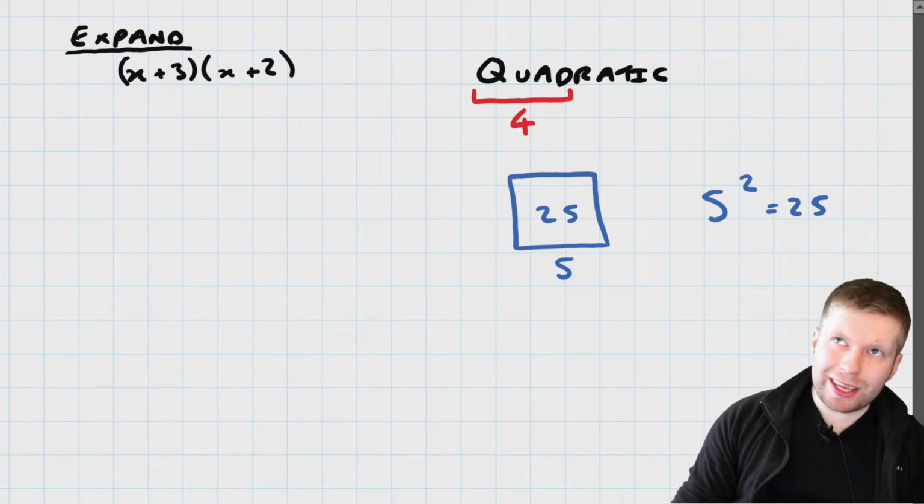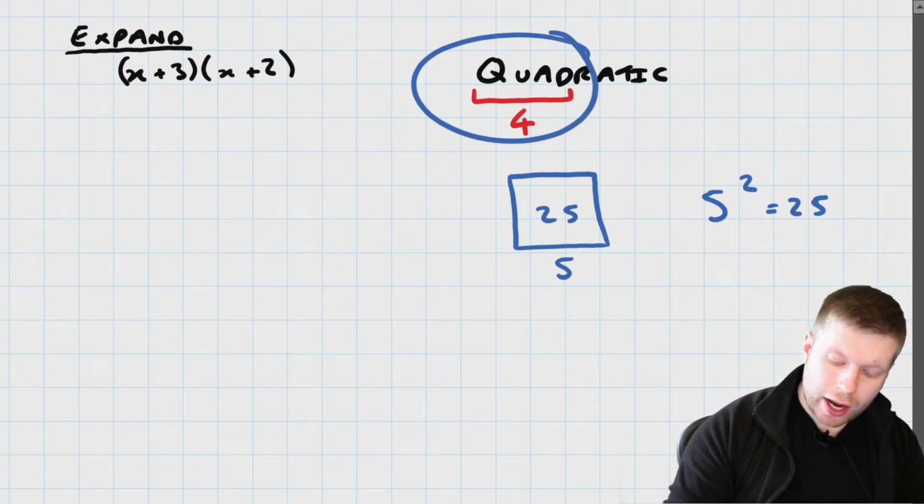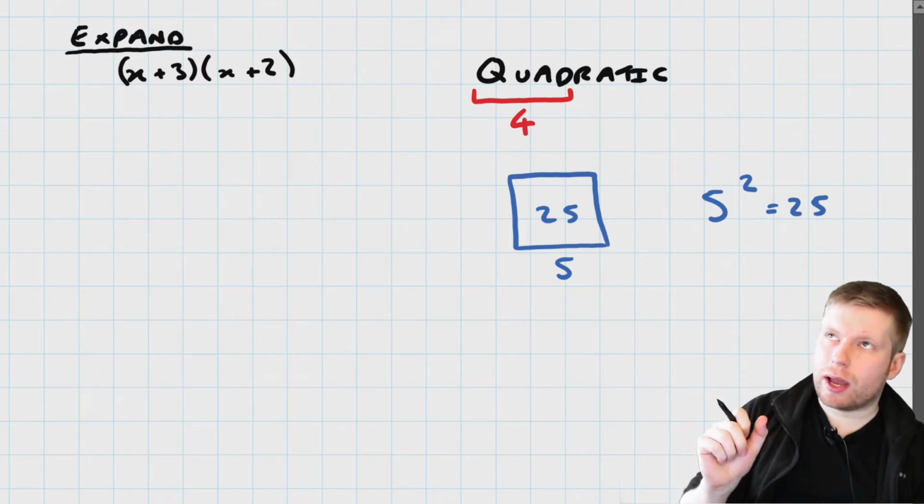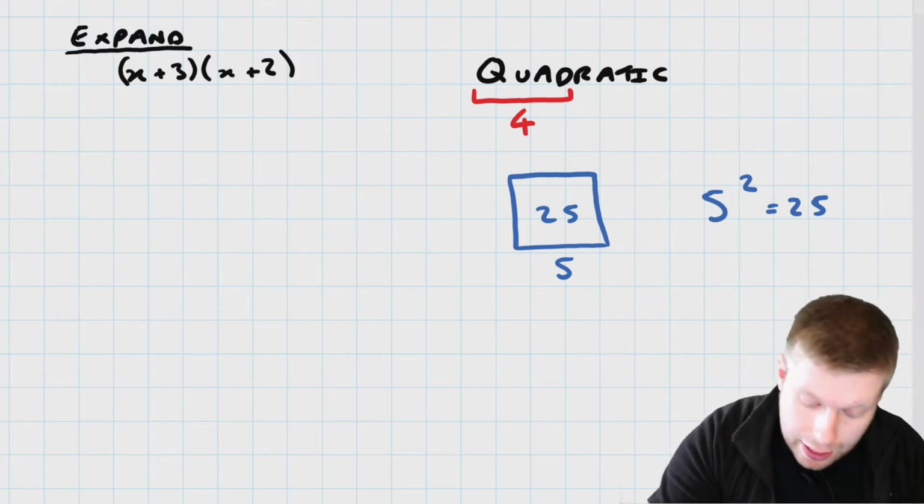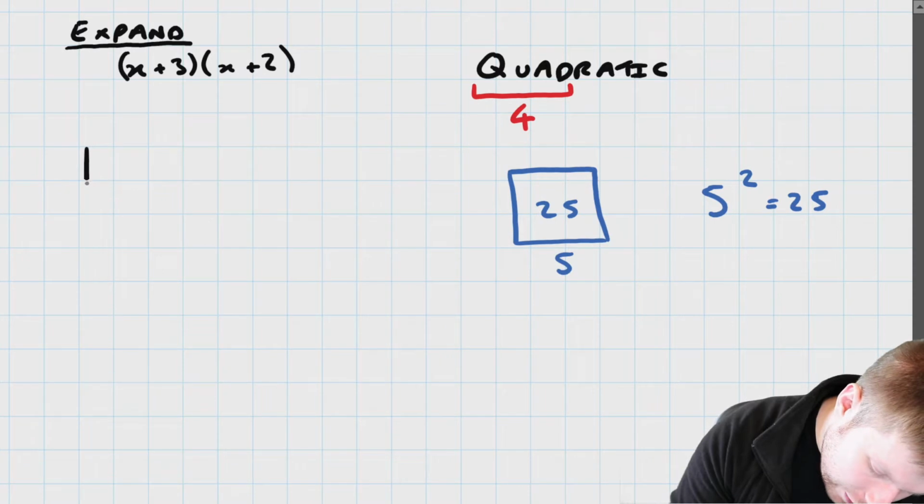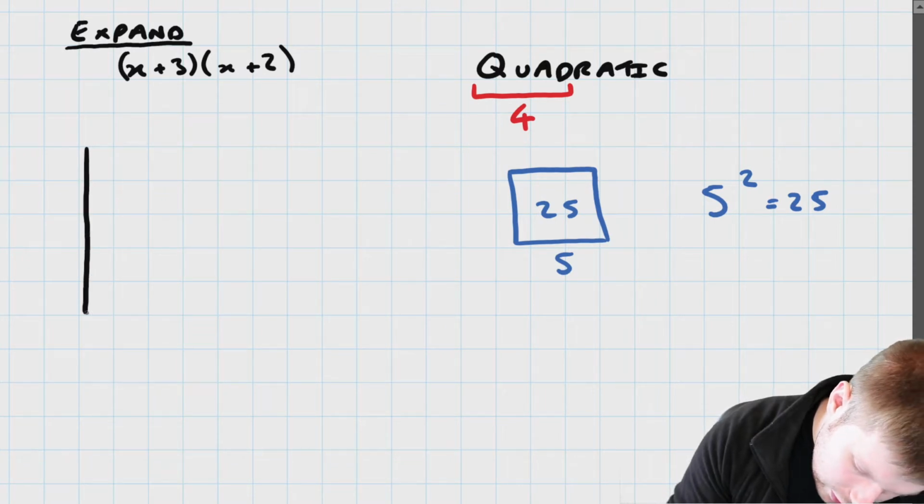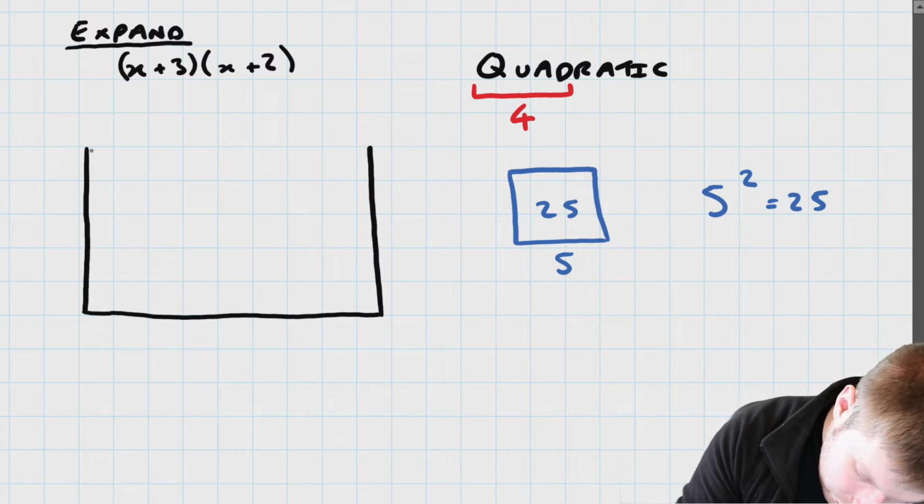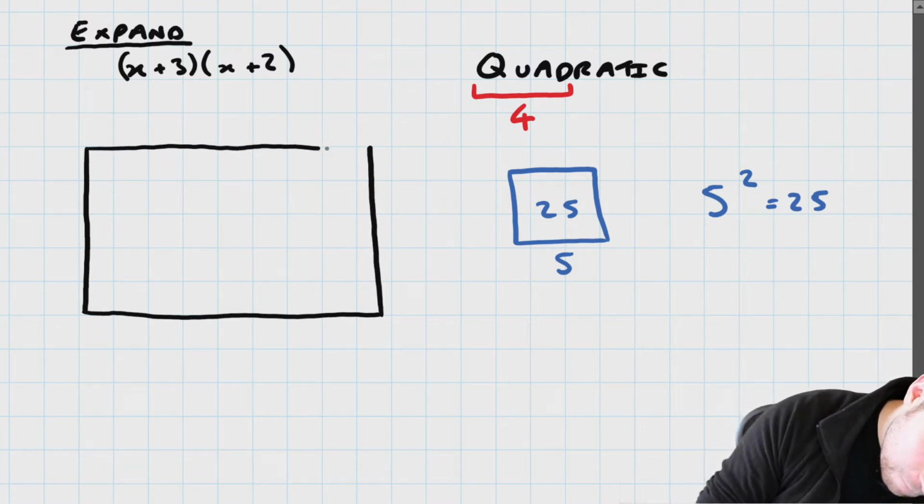Now, if I'm looking at the area of a 4-sided shape, but the side lengths are different, so 2 of the side lengths are different anyway, I should be looking at a rectangle in this case. So if I draw myself a little rectangle, so here we go, there's a rectangle there. It's not fantastic, but it will do the job, okay?